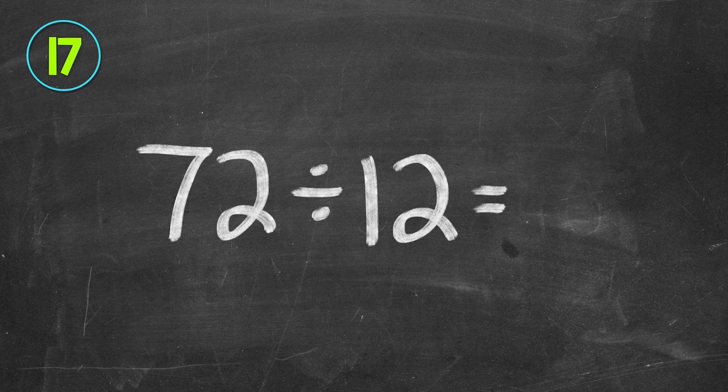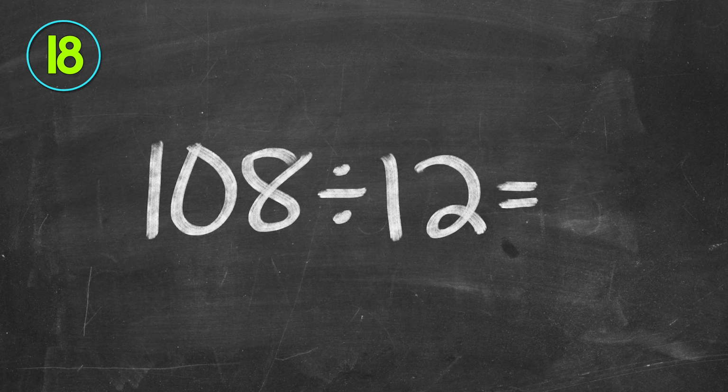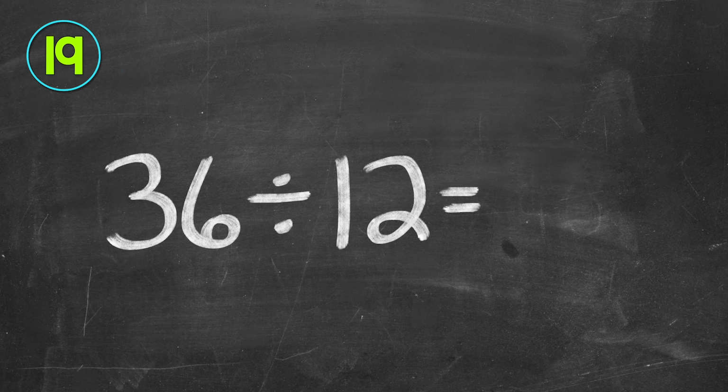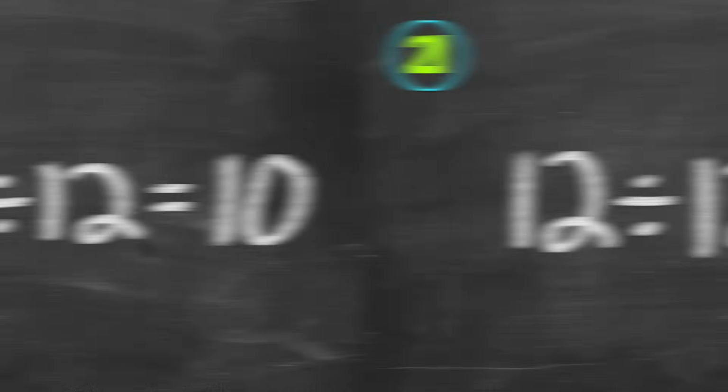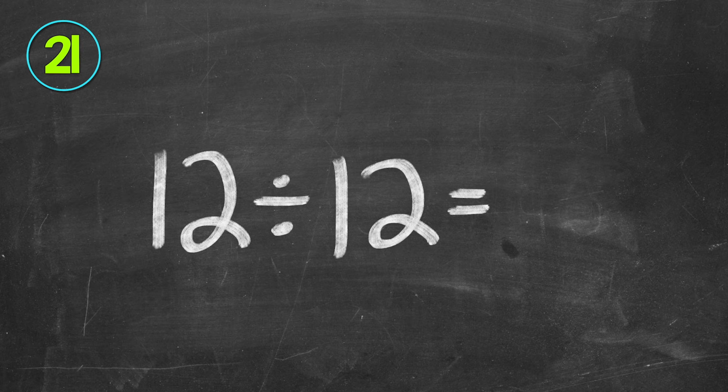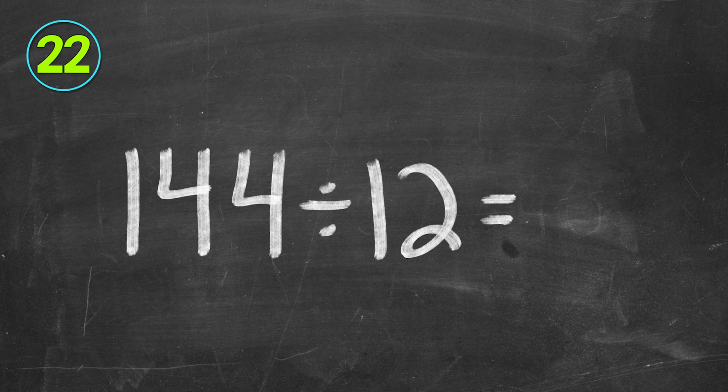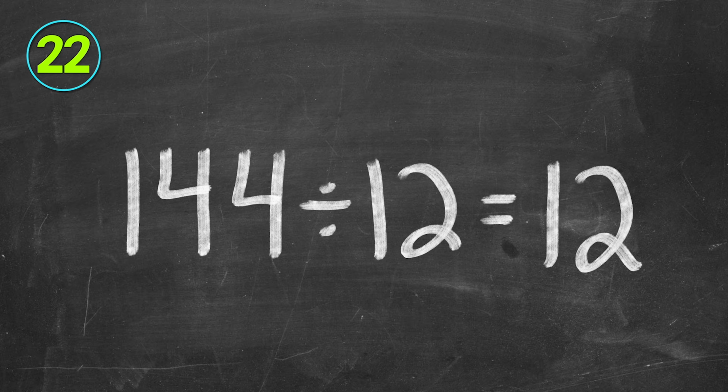72 divided by 12. 6. 108 divided by 12. 9. 36 divided by 12. 3. 120 divided by 12. 10. 12 divided by 12. 1. 144 divided by 12. 12.